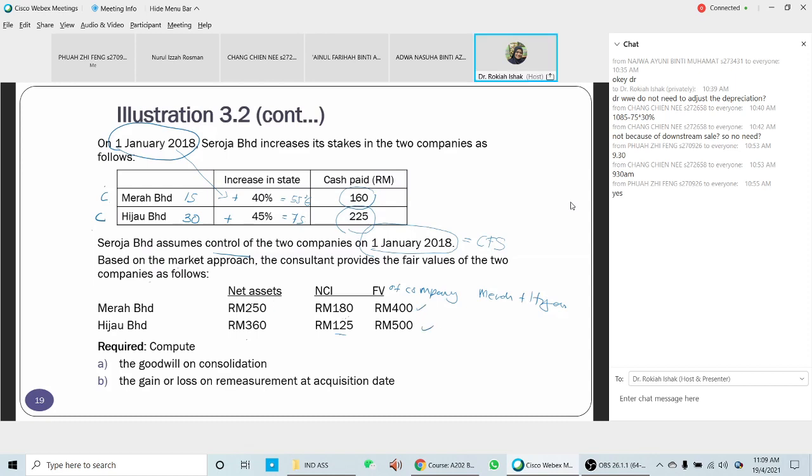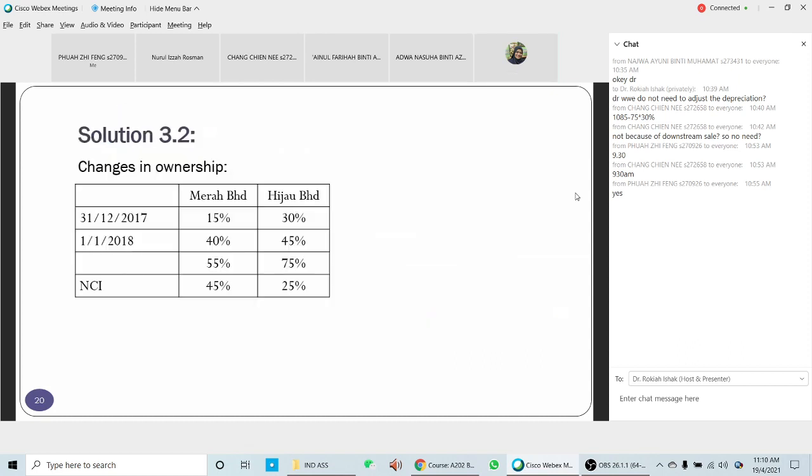So now you need to calculate goodwill. Goodwill consideration here is on 1st of January 2018, because during that time you start to have control over the companies, and also calculate the gain or loss on remeasurement. So we already calculated this one. Now it becomes 45% and 75%. So for NCI, we have 45% here, and this one only 25%.